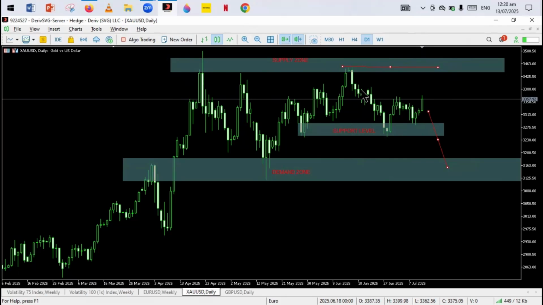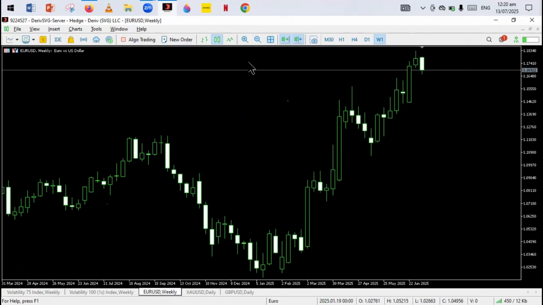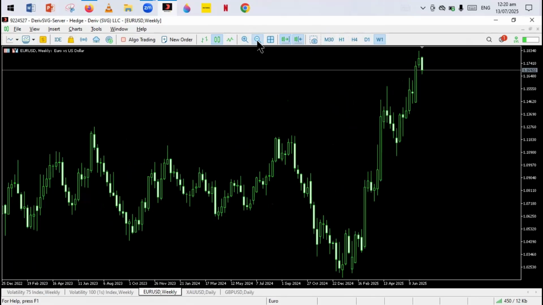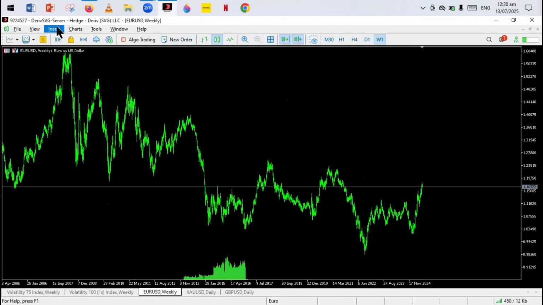This is how you can determine your major levels. Always mark your supply and the demand, because that one will be a guide for you. As always, price moves between supply and demand zones. Then if we go to Euro USD, you minimize and be able to mark your supply.